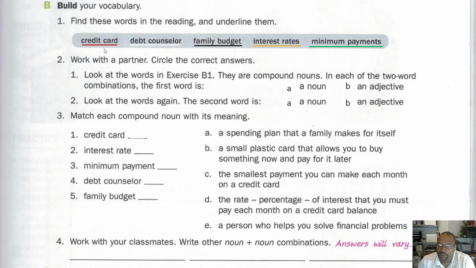Now, what I've done is I've gone through the reading and I've underlined them in different colors so that they will stand out for our lesson. Credit card is red. Debt counselor is white. Family budget is black. Interest rates are orange. And minimum payments are green. Okay?